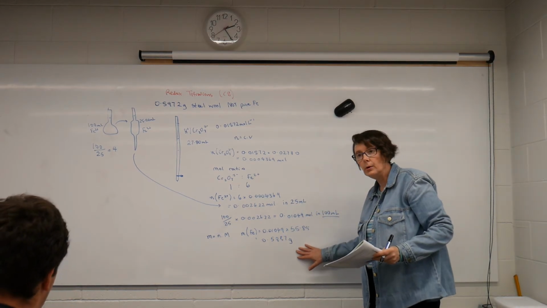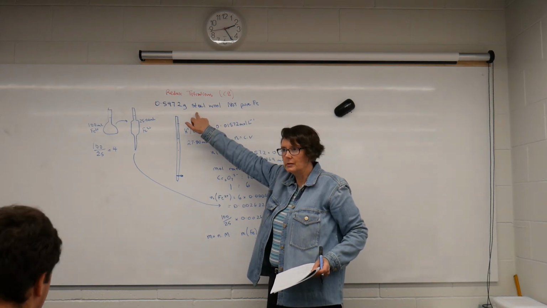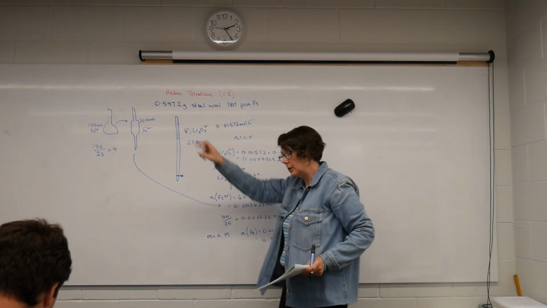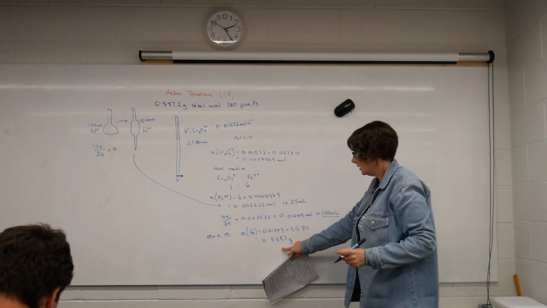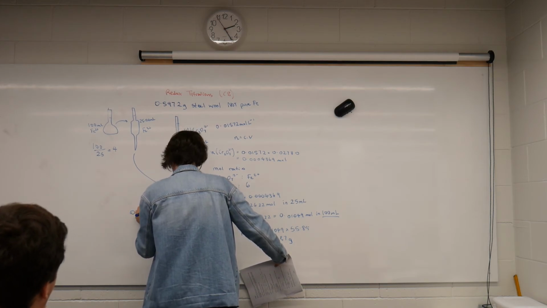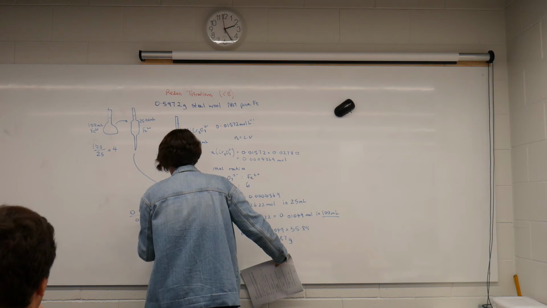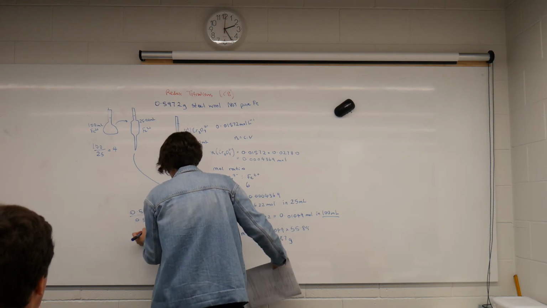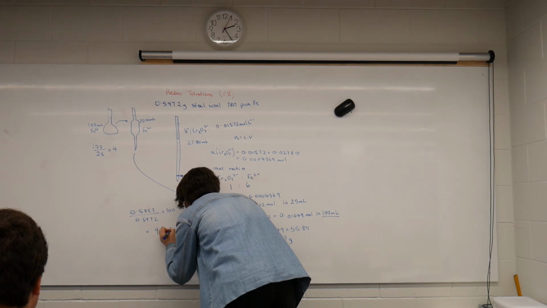And it's at this point now that we need to use this impure value, because we want to get our percent purity of the iron. 0.5857 divided by 0.5972 times 100 equals 98.077.